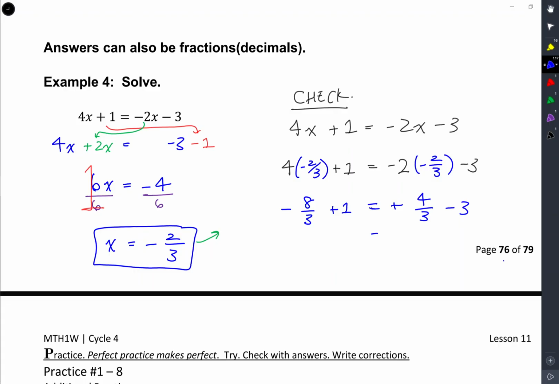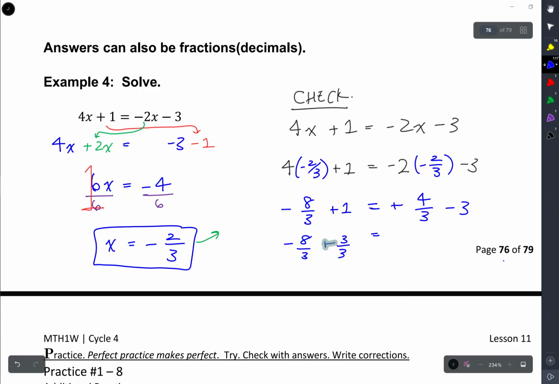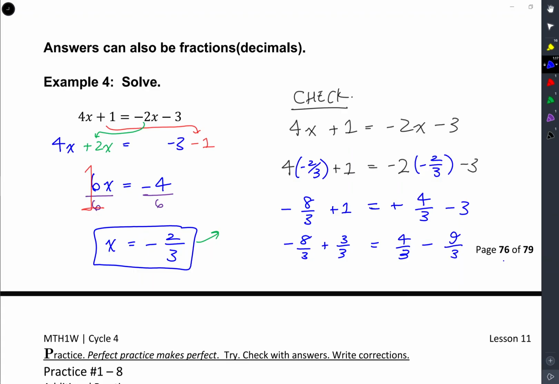So we've got some fraction bits, so let's do some fraction math. We have negative 8 over 3 plus 3 over 3. We need a common denominator, so let's make the 1 over 1 the same as 3 over 3. On the right-hand side here we have 4 over 3, and we can take that 3 to get a 3 on the bottom. That's equivalent to 9 over 3, because 9 divided by 3 will give you 3, so negative 3 is the same as negative 9 over 3.